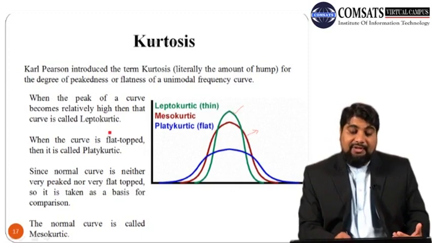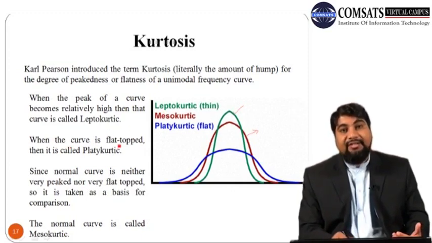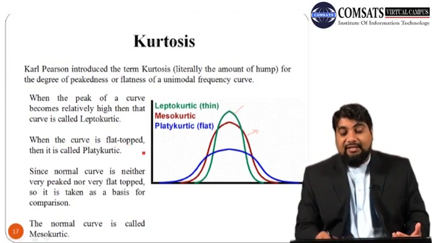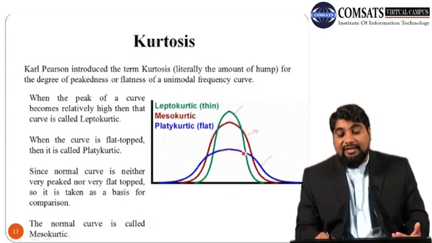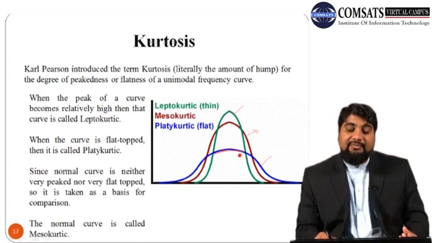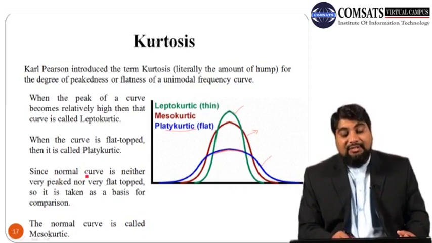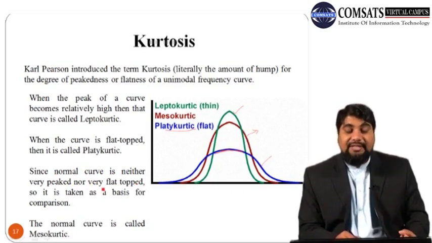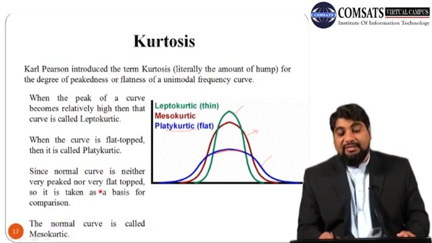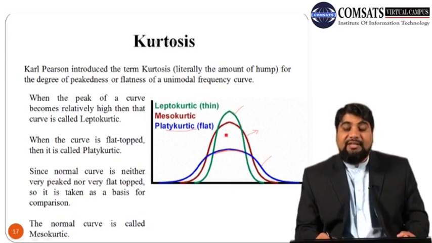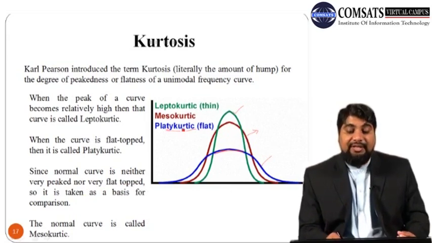When the curve is flat topped, then it is called platykurtic, this third one. You can see that here at the top it is a comparatively flat curve, so it is platykurtic. Since the normal curve is neither very peaked nor very flat topped, it is taken as a basis for the comparison. This middle one is actually the normal curve, so it is called mesokurtic.